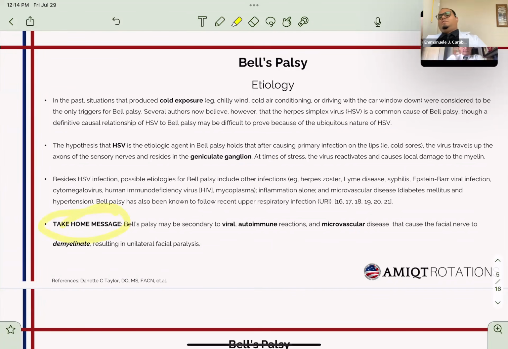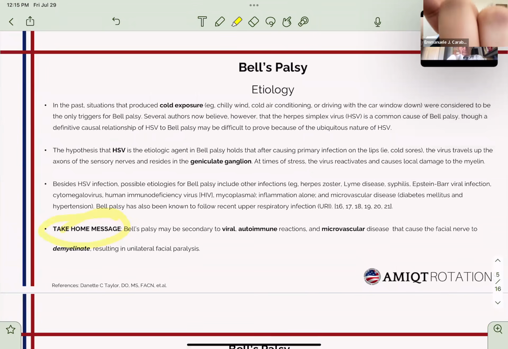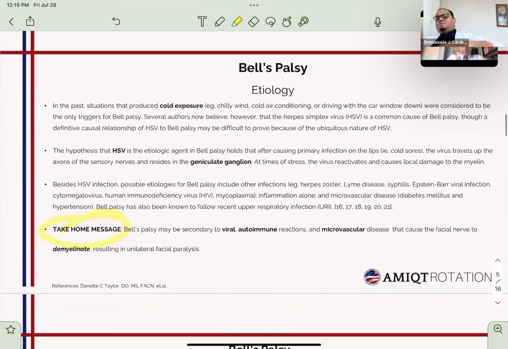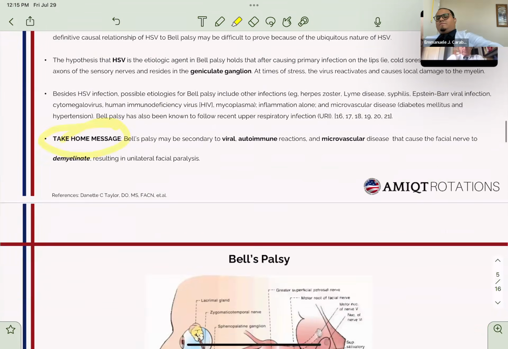Usually, Bell's palsy is caused by viral infections, autoimmune reactions, or microvascular disease. Our patient from the Alexandria office has diabetes. So we think that the cause of his paralysis and his Wallenberg syndrome occurred due to the high diabetes that he has. But I don't want to give you any more details because it's a very interesting case.